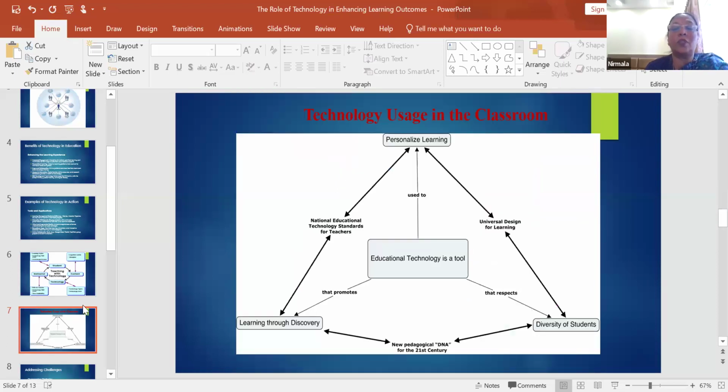Now, technology uses in the classroom. You have personalized learning because, instead of writing the content on the board of what you're going to teach, you can give more and more time to the learners. So you can have universal design for learning. The National Education Technology Standards for Teachers has been given. Learning through discovery makes it a lot of fun for the learners to motivate themselves, and that makes educational technology a tool.